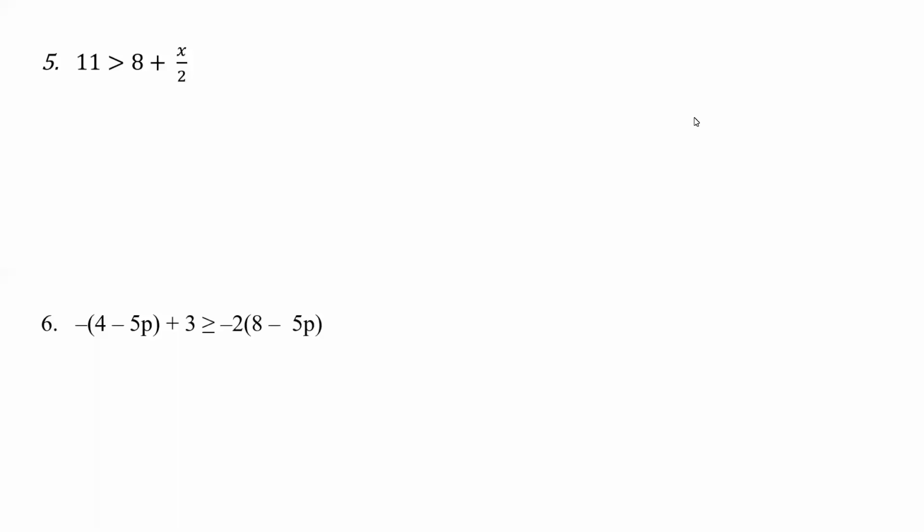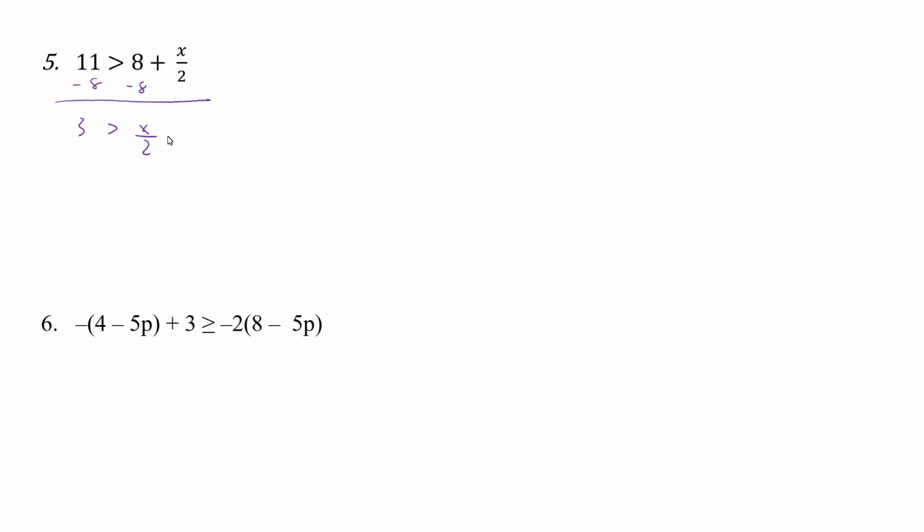Okay, so let's start with part 2 here. Again, what we're doing is solving our inequalities, and what we need to do is get the part with x on this, in this case, the right side. So to get rid of the other parts, we're going to subtract 8 from both sides. When we do that, we get 3 is greater than x over 2.